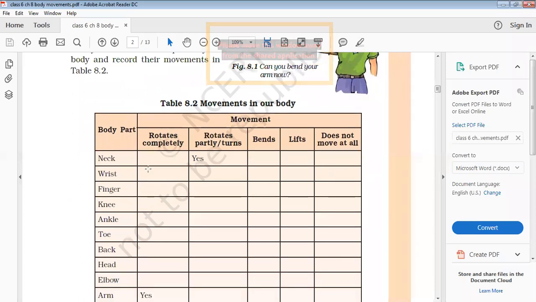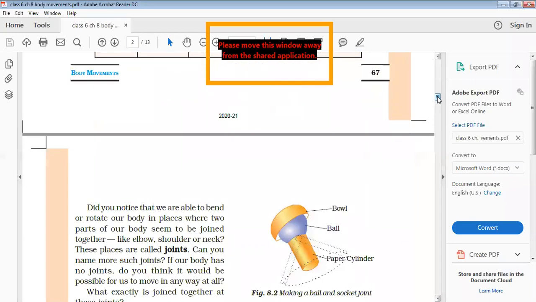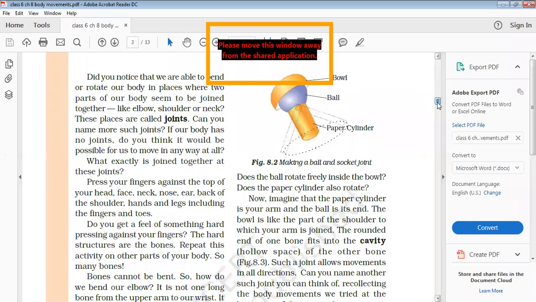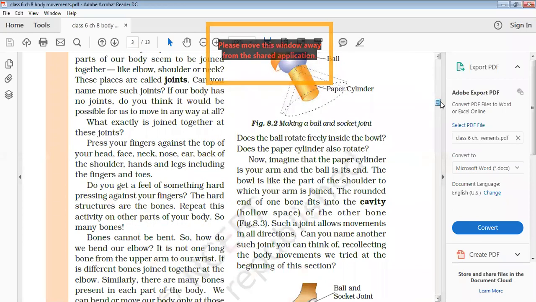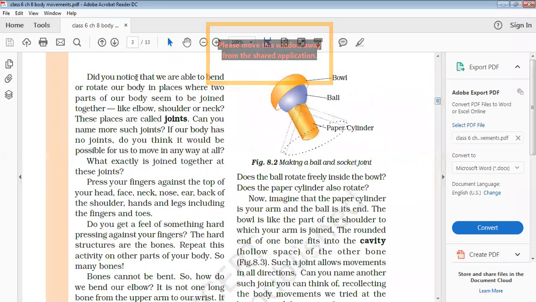Some body parts and blanks are given. You have to tell whether the neck rotates completely or partly, whether it bends or lifts, or does not move at all. You have to complete this table in your book after doing the various movements in this chapter. How did you notice that you are able to bend or rotate your body in places where two parts of your body seem to be joined together?